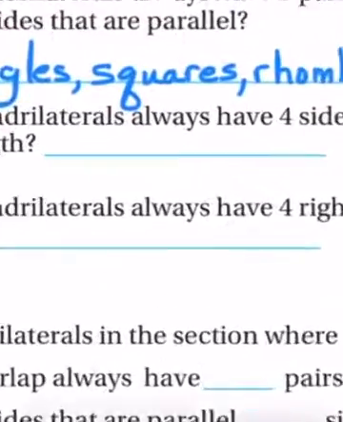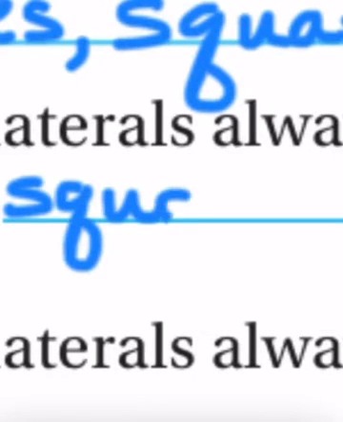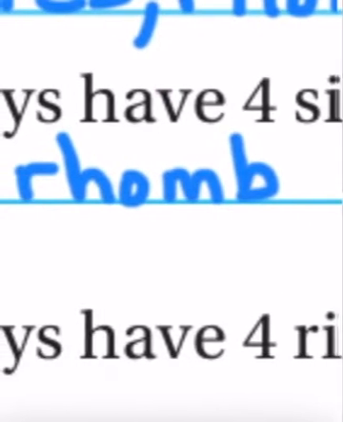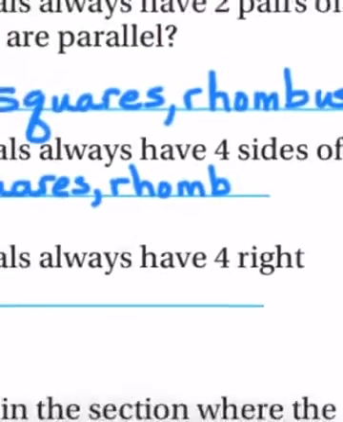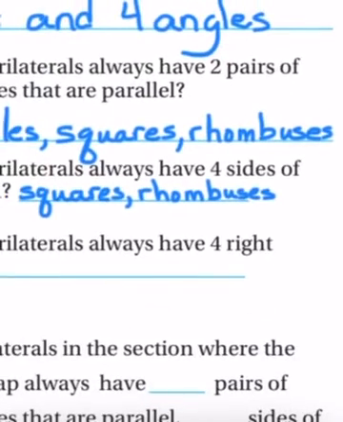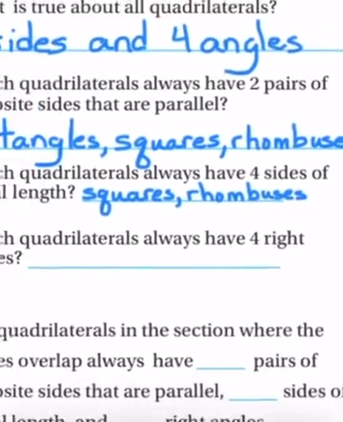The next question, which quadrilaterals always have four sides of equal length? So quadrilaterals that have four sides that are equal length are squares. They have four sides that are equal length. And the other one, rhombuses. They have four sides that are equal length. Squares and rhombuses have four sides that are equal lengths.